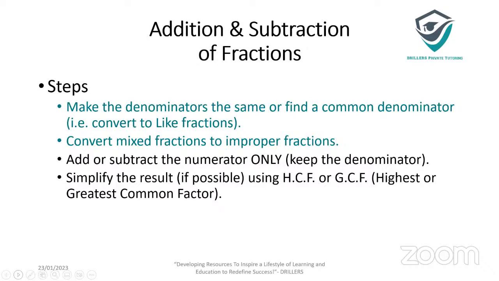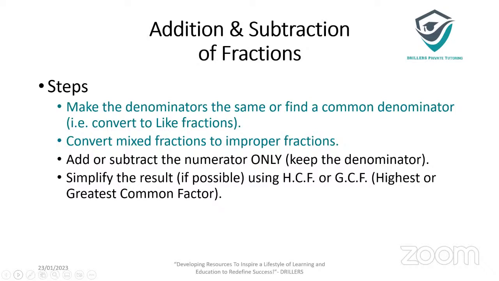And then the second step, convert mixed numbers to improper fractions. So we know how to do that. That is something that we also covered. The reason why those two are in teal instead of black is because that is saying to you, you may not have to do those steps. So you have to examine your question. If you need to, you're going to convert them into like fractions. And if you need to, you're going to convert mixed fractions into improper fractions. You may not have to.